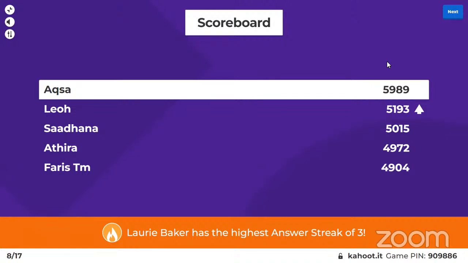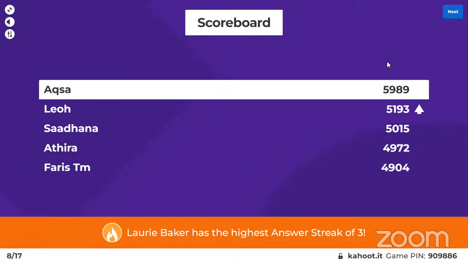Everyone is there. Laurie Baker has the highest answer streak of 3 correct answers. That's good going. So we've almost reached the 50% mark. We're almost halfway through the game, and this is where everyone is standing. Slowly, we can see the difference between the points increase. The top 5 was earlier separated within a span of around 500 points.